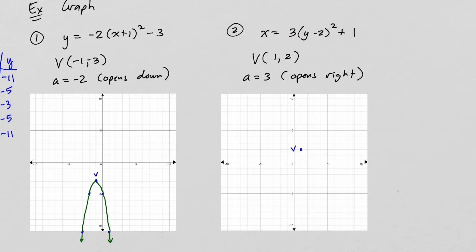And all we have to do now is get a couple of points. And I'm going to make this really simple in this case. We have x coordinates and y coordinates. We know the vertex occurs at (1, 2).